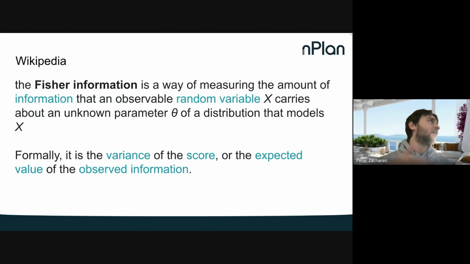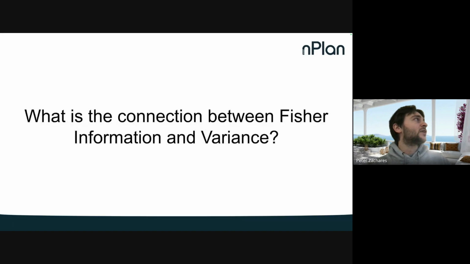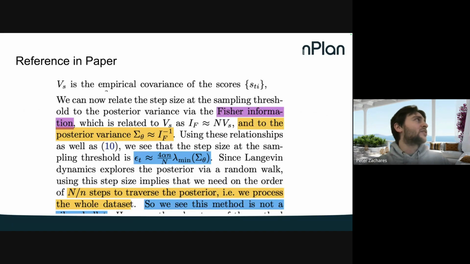Formally, it is the variance of the score or the expected value of the observed information. I put this out here because if we go back, you'll notice that I_F is Fisher information, and it's equal to n times the empirical covariance of the scores. So you can see already that this is taken directly from the definition of Fisher information in the paper.